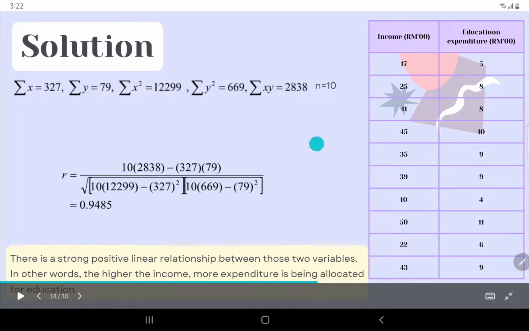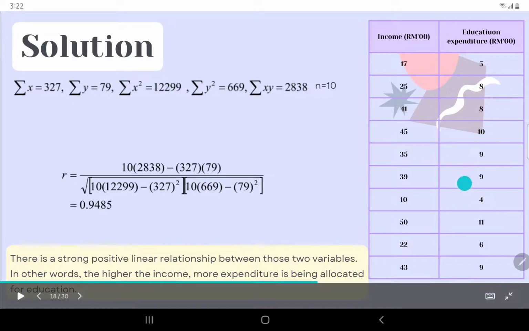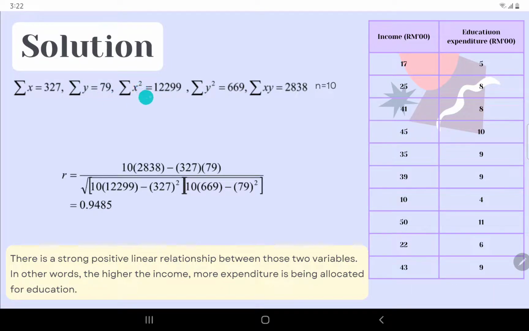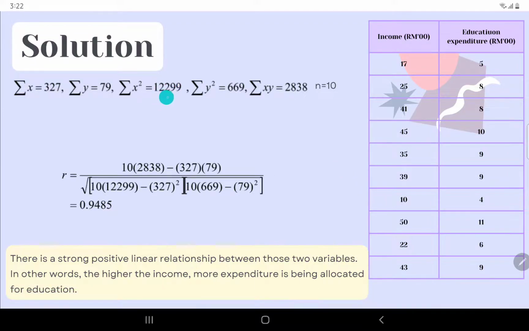Okay, the total of x is 327. Total of y, total up this column. Okay, equals 79. And then x square. X square total maksudnya setiap x ni kita square kan. 17 square, 25 square, square semua. And then total up. Okay, we'll get 12299.